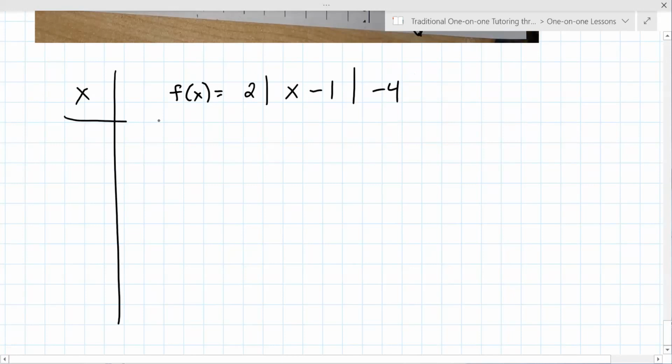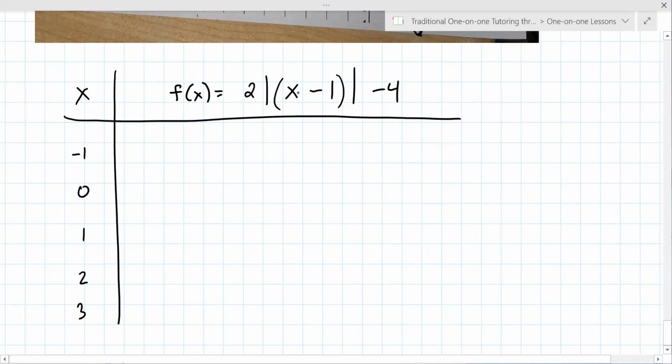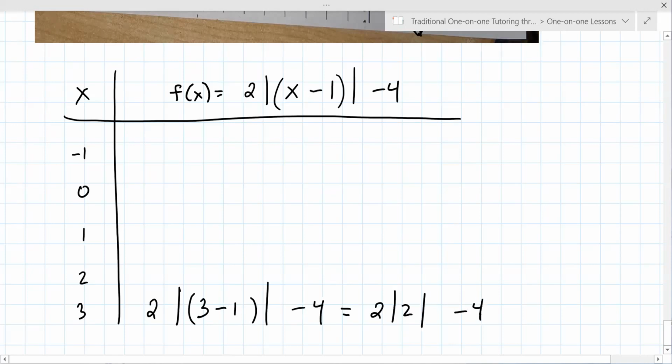All right, now I'm going to pick the values here. In those two lines, if it's negative, it becomes positive, right? Well, you do the inside part first. We're going to start with the positive numbers here. So it's 2, absolute value of 3 minus 1, minus 4. You do this part first: 2. Then absolute value of 2, minus 4, and then 4 minus 4 equals 0. Yes.